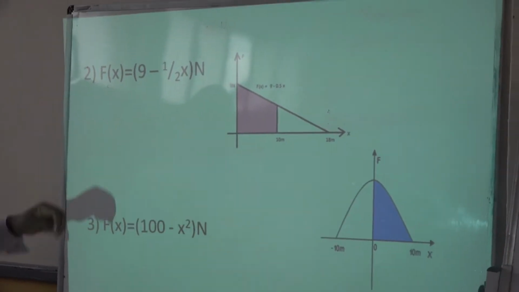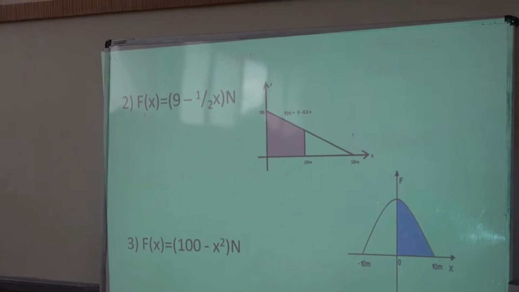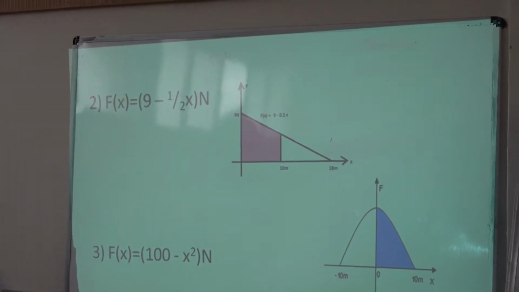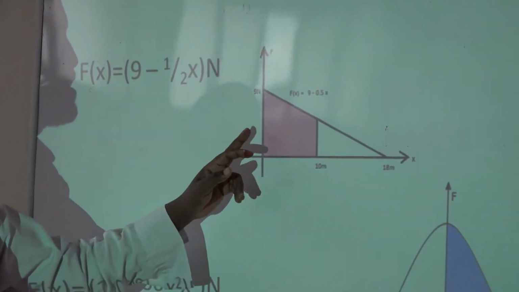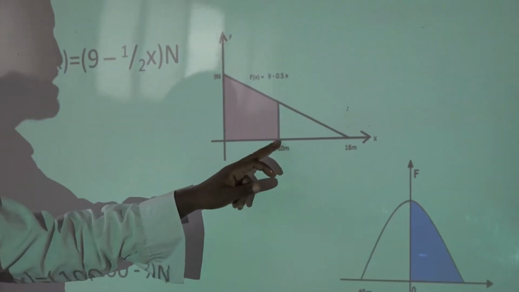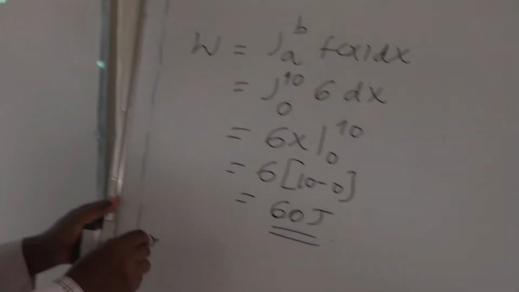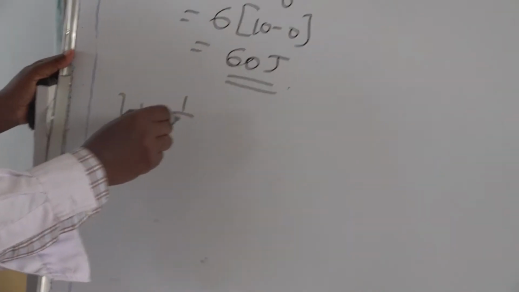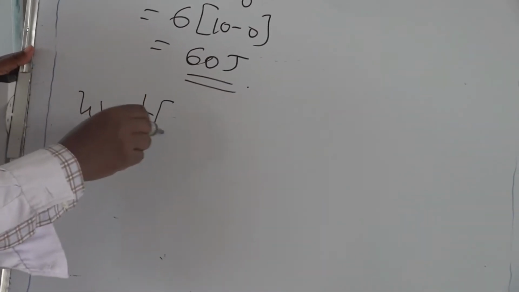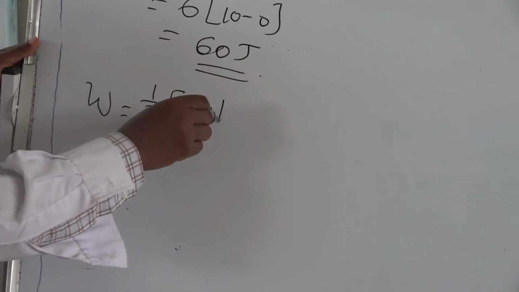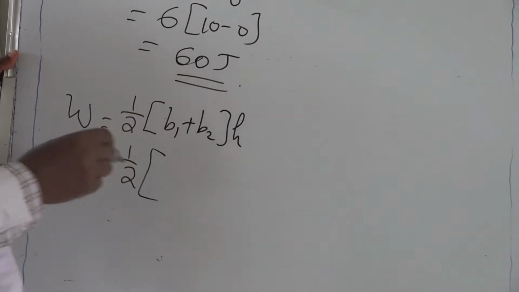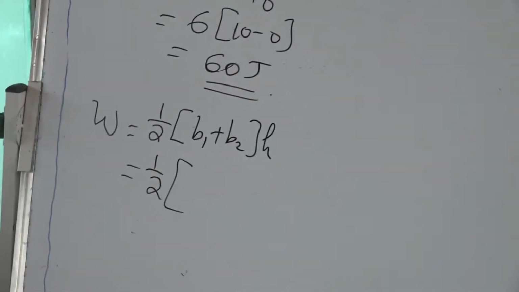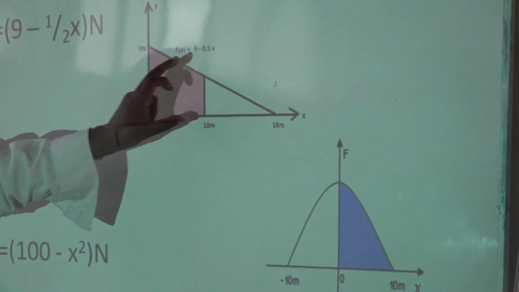Now, when the force is 9 minus half x, of course this is what? A trapezium. And we know that the area of a trapezium is half times (base 1 plus base 2) times height. So, work done using the ordinary formula is the area, but because it is a trapezium, half (b1 plus b2) times height. Half times, what is base 1 and base 2? The two parallel sides. This is 9 Newton. And when x is 10, what is the height?